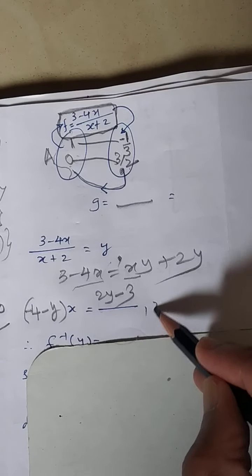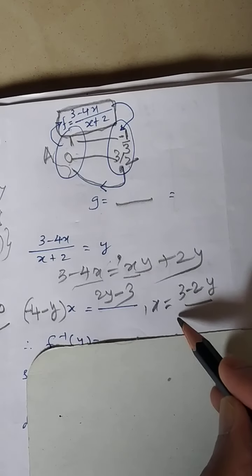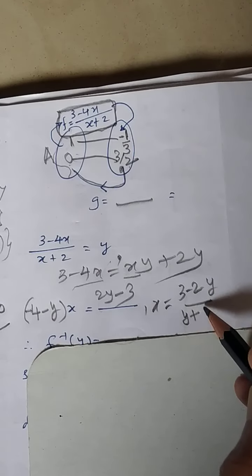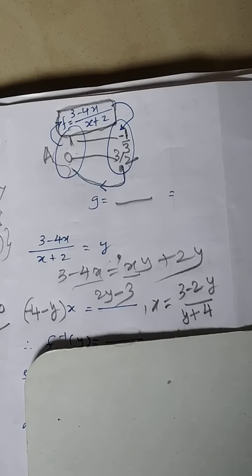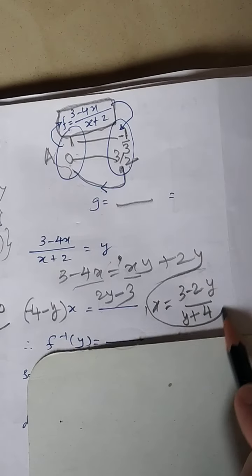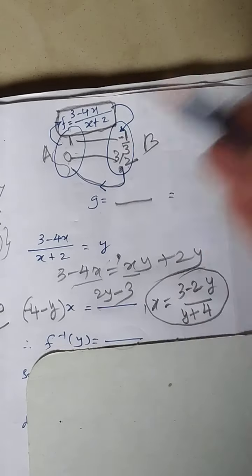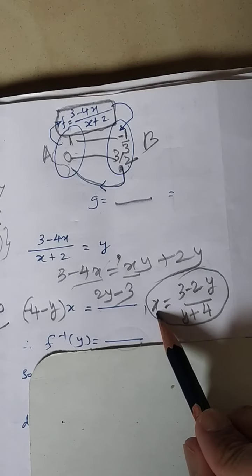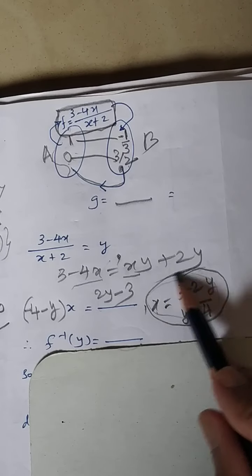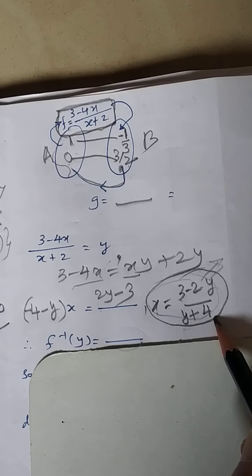So the value of x here will be 3 minus 2y, whole divided by y plus 4. Is it okay? Now this is nothing but the reverse function, which is taking you from b to a. So now here it is x. Always remember it should be purely in terms of y also: 3 minus 2y upon y plus 4.